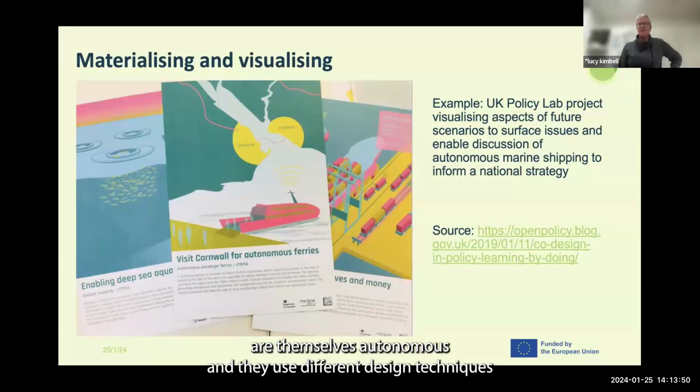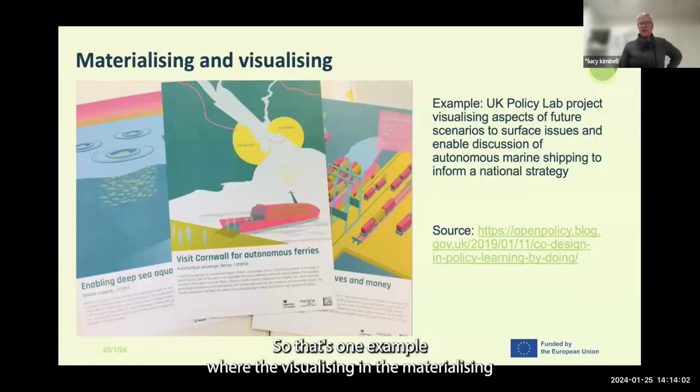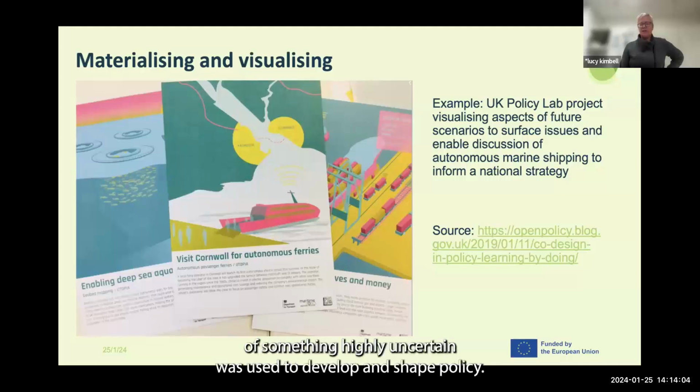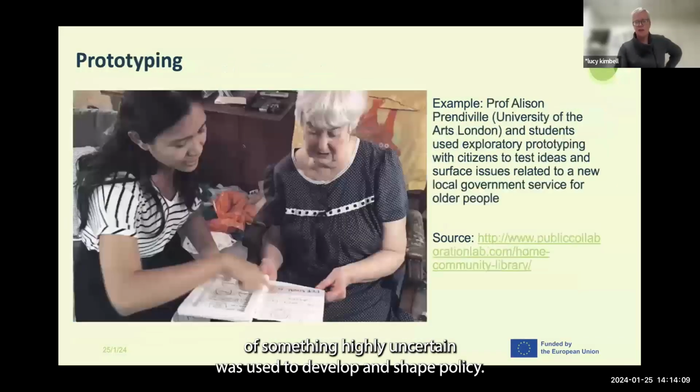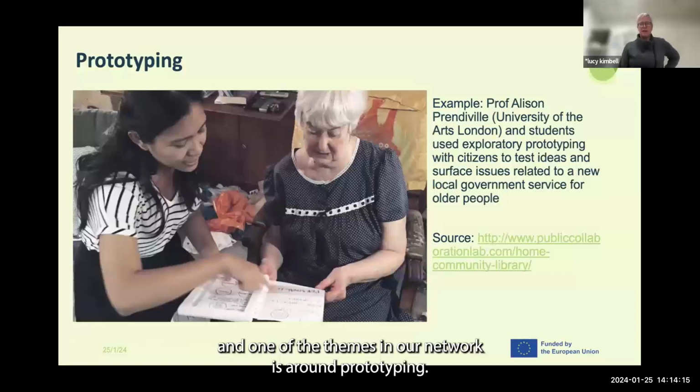And they use different design techniques to imagine and bring to bear some of that expert knowledge so that regulations and policy could be developed. So that's one example where the visualizing and the materializing of something highly uncertain was used to develop and shape policy. A second example, very common in design research, and one of the themes in our network is around prototyping.